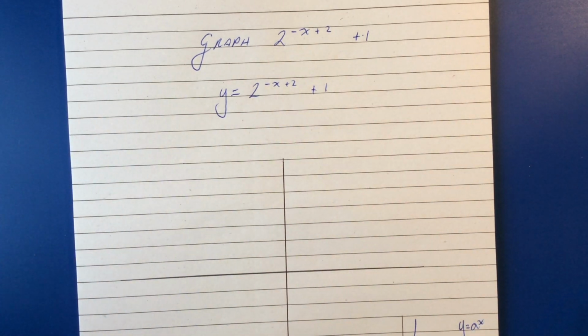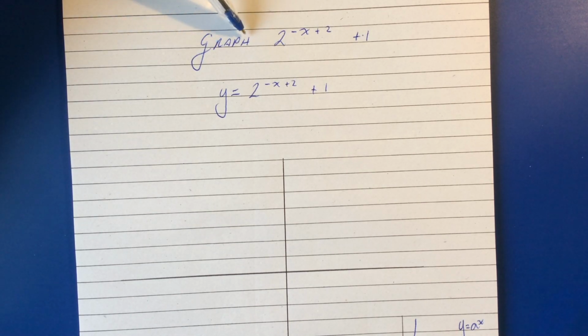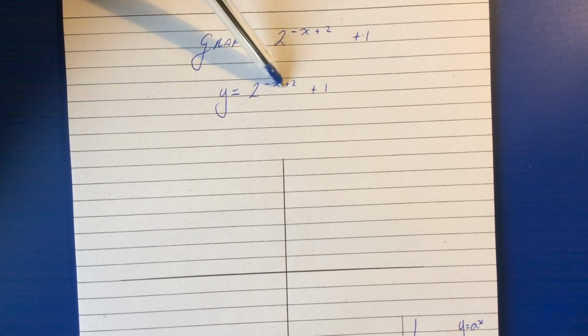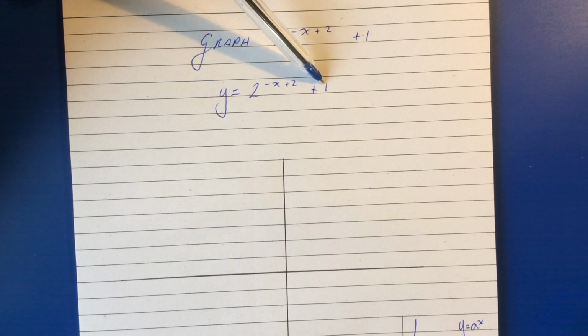Hello, I'm an old guy and I do maths, and today we are going to graph another exponential function. This time we are graphing 2 to the negative x plus 2 plus 1, which you might see written like this: y equals 2 to the negative x plus 2 plus 1.